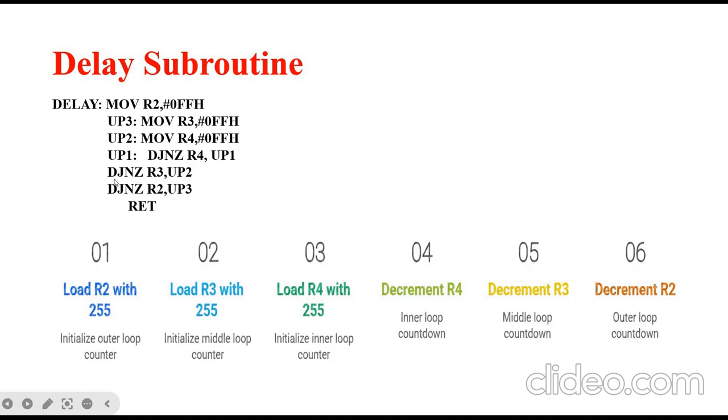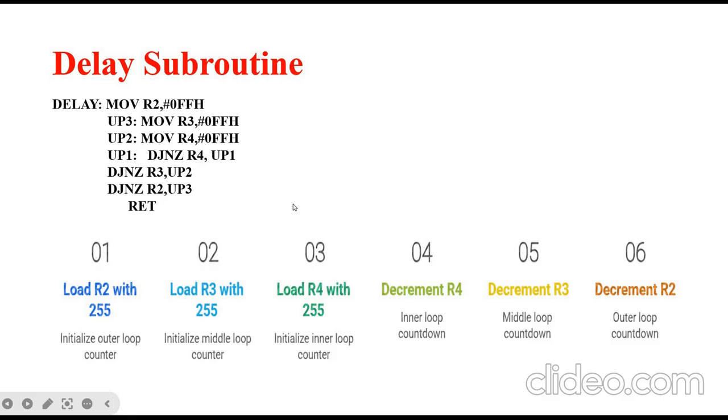Then you have DJNZ R3, up2. This is the middle loop countdown. It will decrement R3. And next you have DJNZ R2, up3. That is, it will decrement R2. And this is nothing but the outer loop countdown.